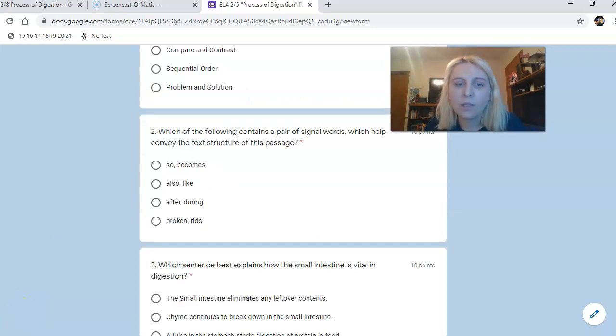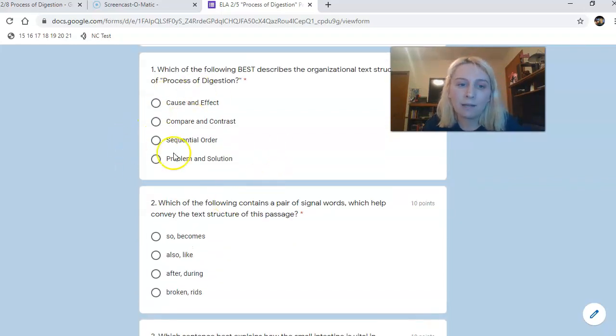All right, which of the following contains a pair of signal words which help convey the text structure of this passage? So based on whatever we picked in number 1, we need to pick signal words that match that text structure. So becomes, also, like, after, during, broken, rids.